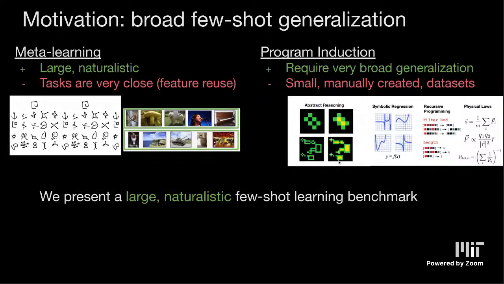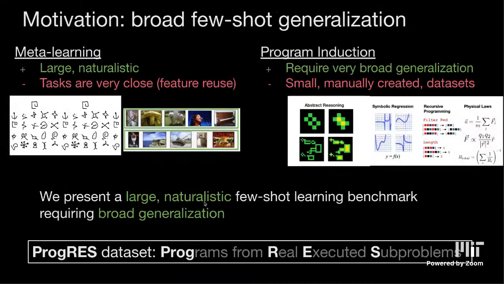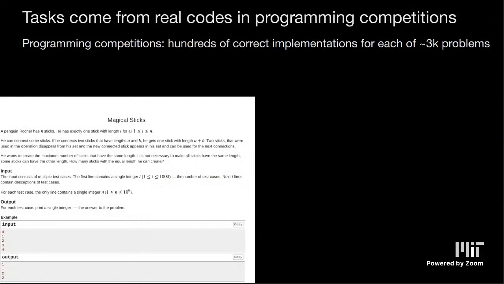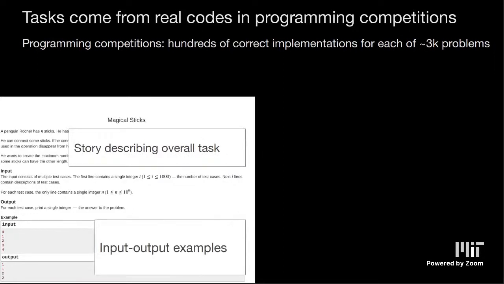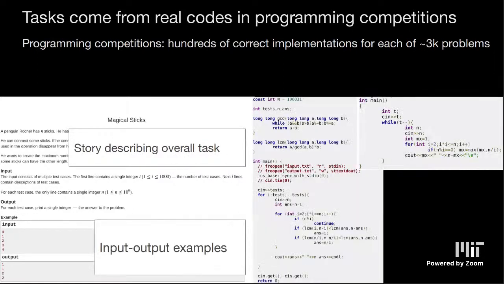And so what we wanted to present is a large and naturalistic few-shot learning benchmark, which also required broad generalization, and we called it the PROGRES dataset because it's programs that come from real executed subproblems. And how do we create this dataset? We leverage programming competitions in which programmers have tasks consisting of a story and then some input-output examples, and then they program their solutions.